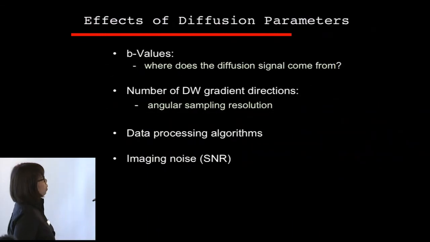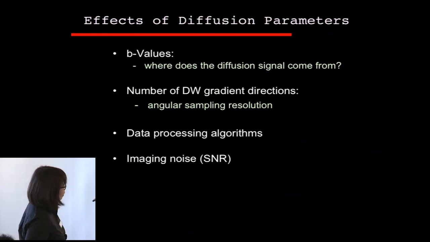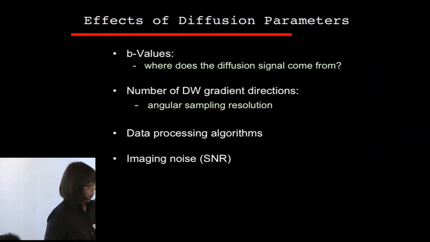These are the factors that will affect the diffusion signal and then affect the fiber orientation function. So first is the B value. As we previously mentioned, it determines where the signal comes from. Second is the number of diffusion weighting gradient directions. It directly affects the angular sampling resolution. And different data processing algorithms may create different results. And that is very important, is the imaging noise.